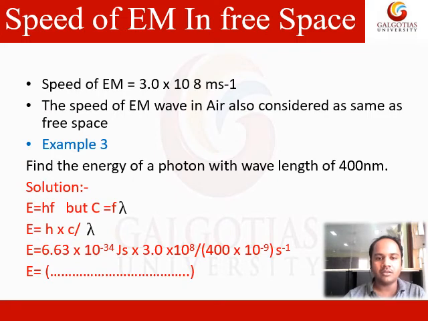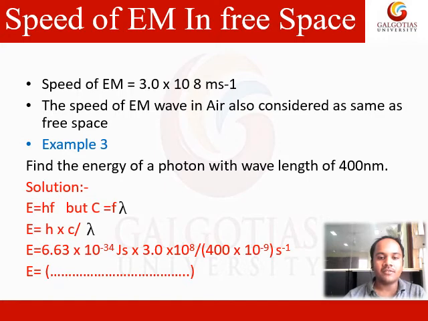To calculate the speed, as you know, electromagnetic light travels with a velocity of 3.0 into 10 to the power of 8 meters per second. The speed of an electromagnetic wave in air is also considered to be the same as in free space. So the formula can be used anywhere where the light is traveling in air. You have an example here to understand how the speed of light can be used.